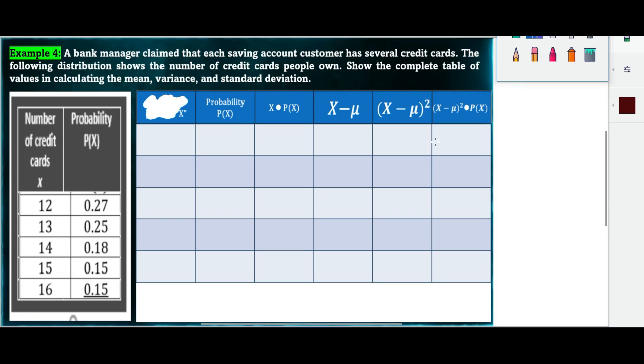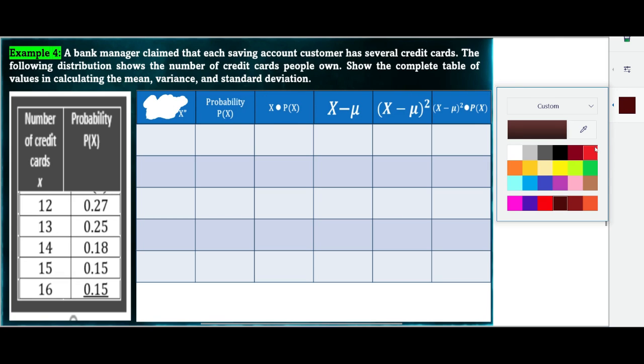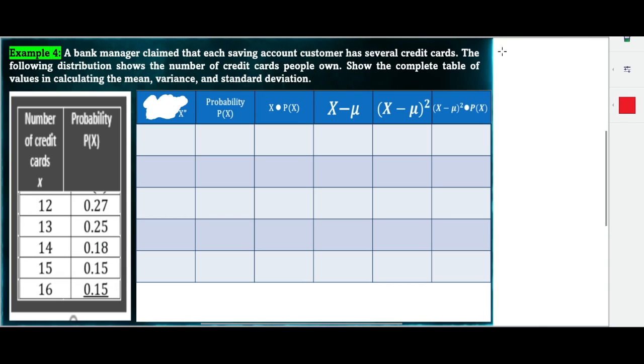Okay, so let's start. Ilagay lang muna natin, ito po yung table na kailanganin natin para makompute po natin yung mean, variance, at saka yung standard deviation. Sa mean po, the formula for getting the mean, we have the summation, we have the mu, mu of x is equal to summation of x times p of x, no? Yan po yung ating formula para makuha po natin si mean.